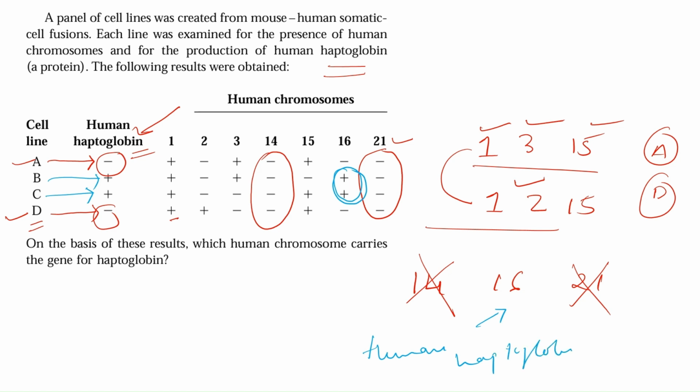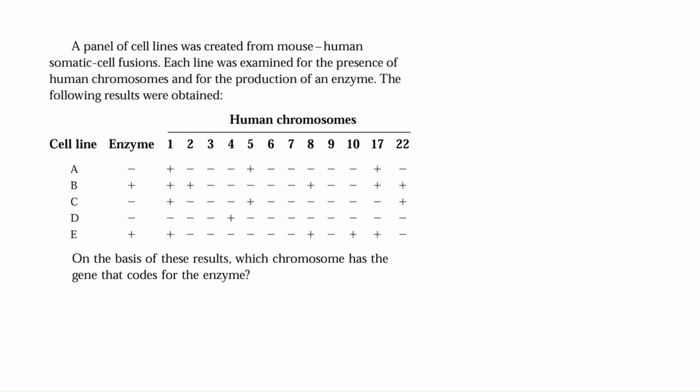So this is how we can map the presence of a gene on any chromosome using the phenomenon of somatic cell hybridization. Now this question is for you. 5 cell lines are given. The presence and absence of this particular enzyme are given. You have to tell among these chromosomes on which chromosome the gene for this particular enzyme is present. Do let me know in the comment section.